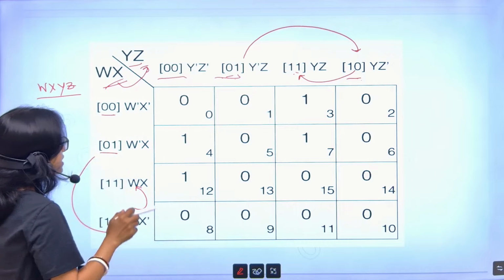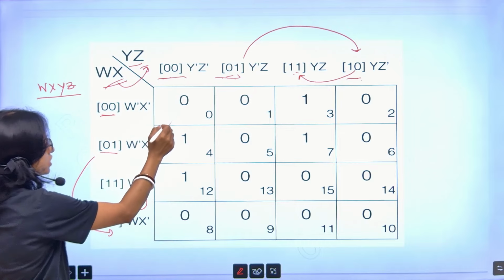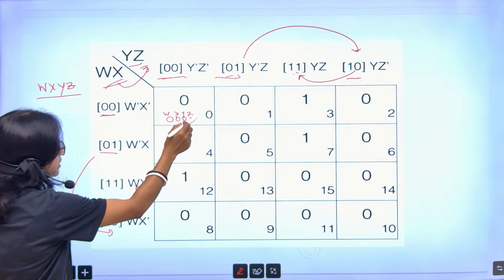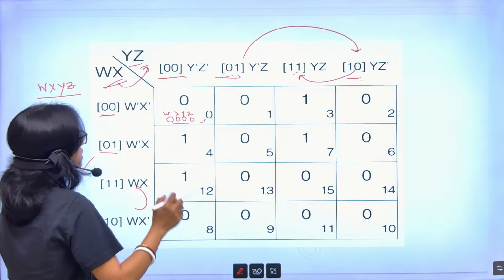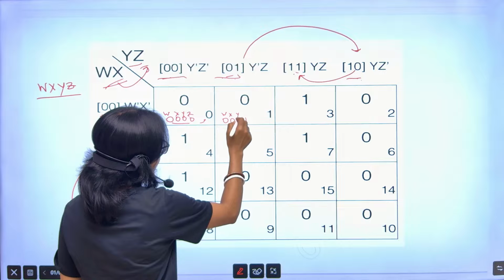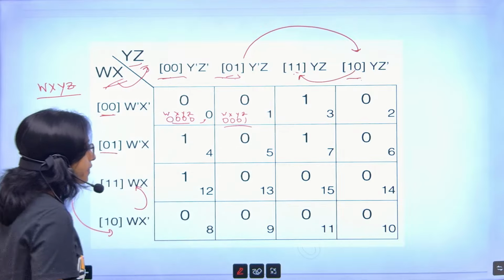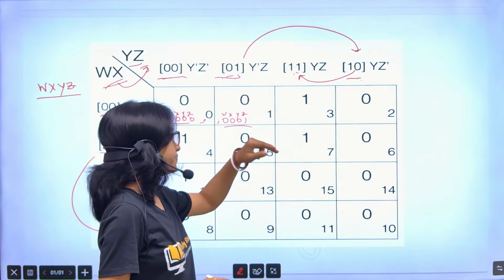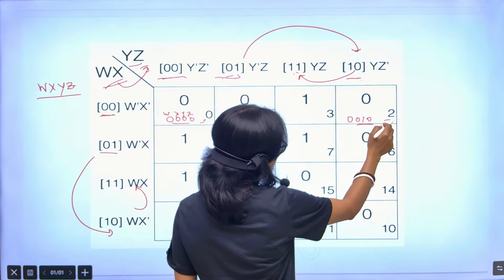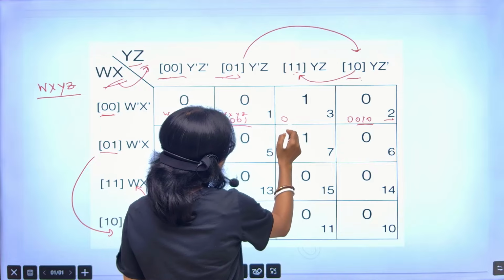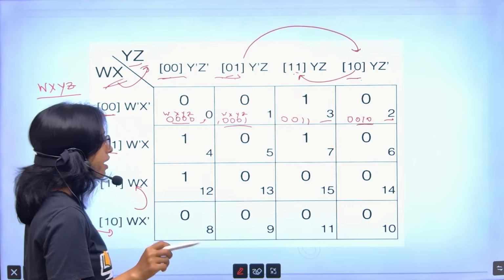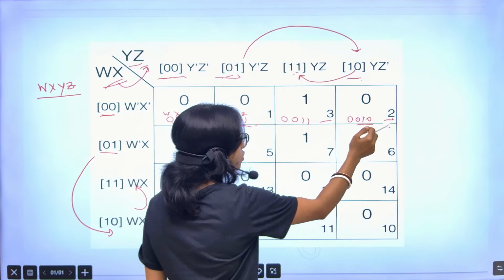Here how we are writing the cell value: 0 0 0 0. This cell value is 0 0 0 0, this is w, x, y, z. That's why it is 0. Again this cell value is 0 0 0 1, w, x, y, z. In this sequence we are writing. That's why this is 1. Now see, this cell value is 0 0 1 0. That's why this one is 2. And this is 0 0 1 1, that's why this one is 3. So at the time of doing KMAP you have to remember 0 1, then 2 3.